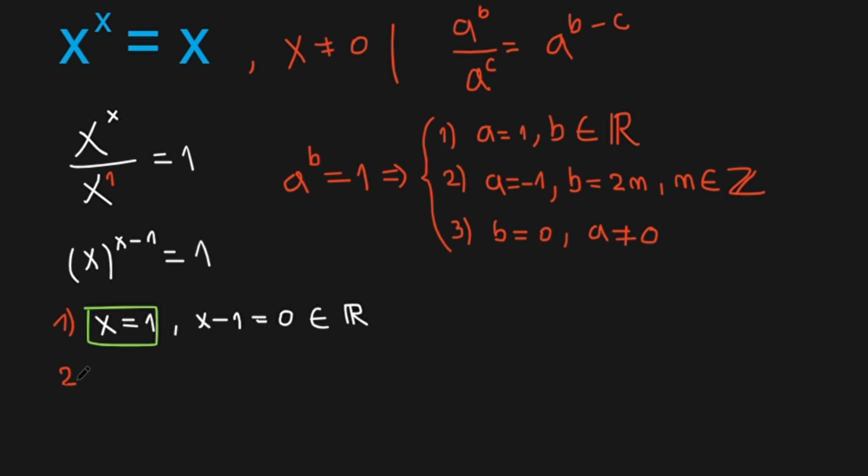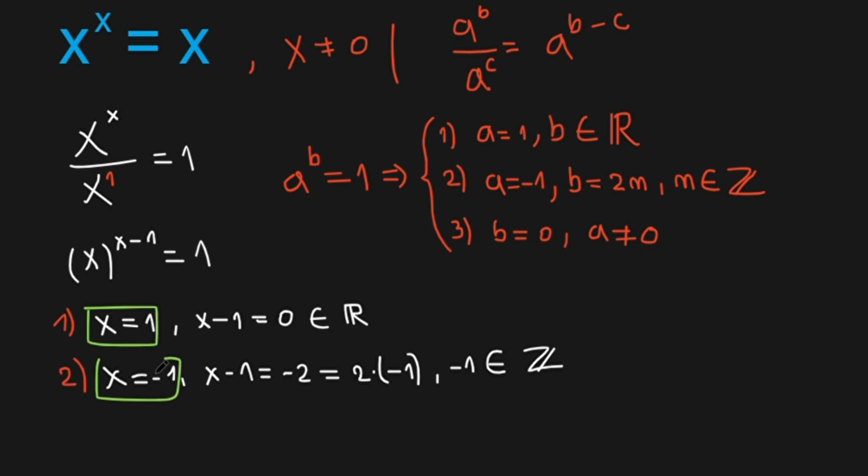For the second case, if a, in this case x, is equal to -1, then x minus 1 is -1 minus 1, which is equal to -2. And this can be written as 2 times -1. So here, -1 is an integer. So in this case, there is a root: x is equal to -1.